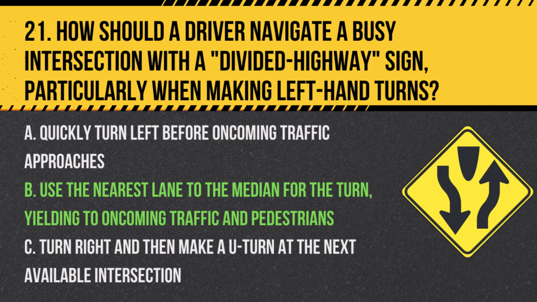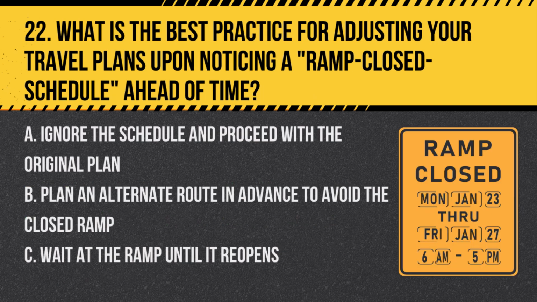When navigating a busy intersection with a divided highway sign, it's important to use designated lanes for turning, yield to oncoming traffic and pedestrians, and follow traffic signs and signals to make a safe left-hand turn. Question 22. What is the best practice for adjusting your travel plans upon noticing a ramp close schedule ahead of time? A. Ignore the schedule and proceed with the original plan. B. Plan an alternate route in advance to avoid the closed ramp. C. Wait at the ramp until it reopens.